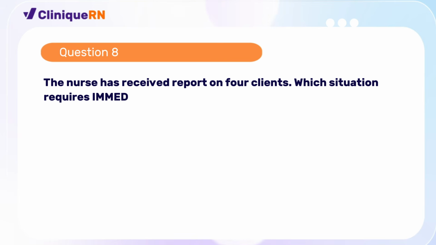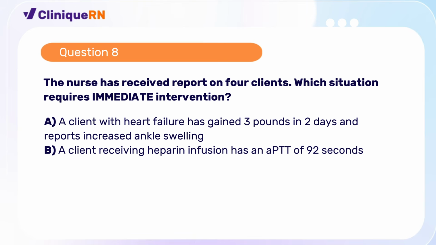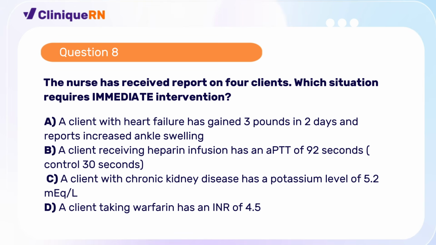Question 8. The nurse has received a report on 4 clients. Which situation requires immediate intervention? A. A client with heart failure has gained 3 pounds in 2 days and reports increased ankle swelling. B. A client receiving heparin infusion has an APTT of 92 seconds, control 30 seconds. C. A client with chronic kidney disease has a potassium level of 5.2 milliequivalents per liter. D. A client taking warfarin has an INR of 4.5.